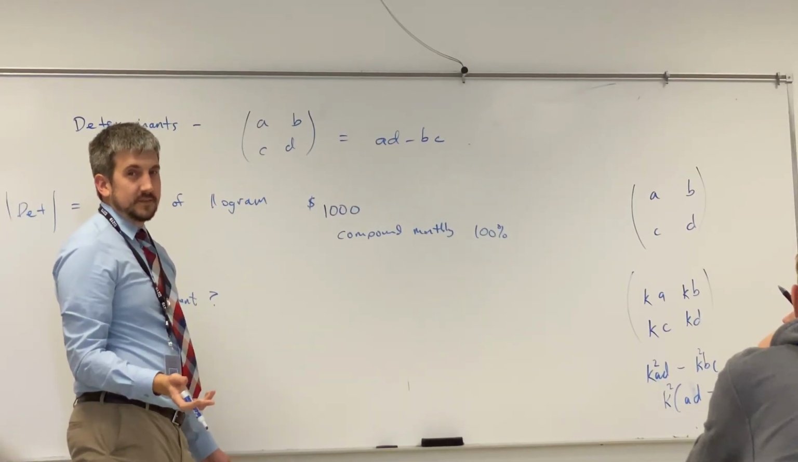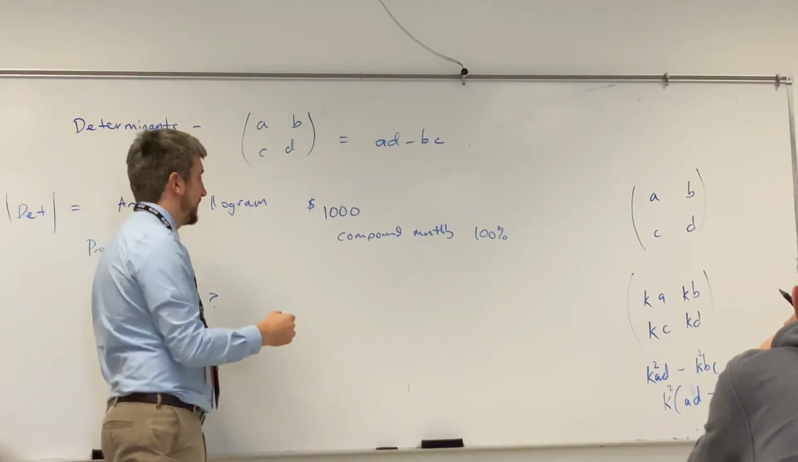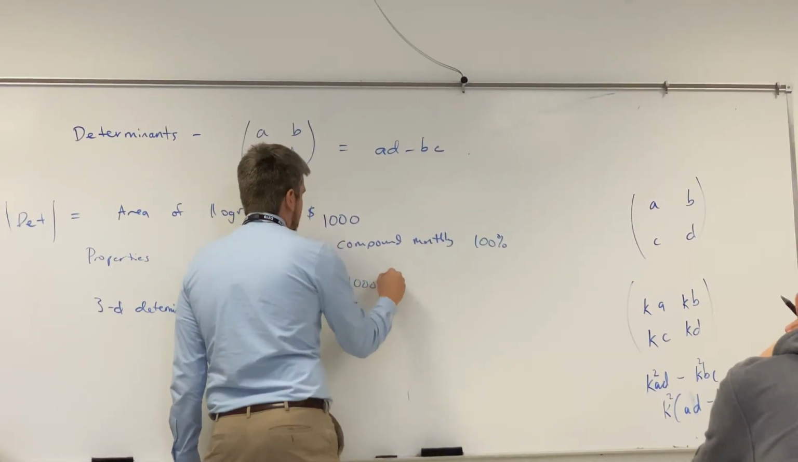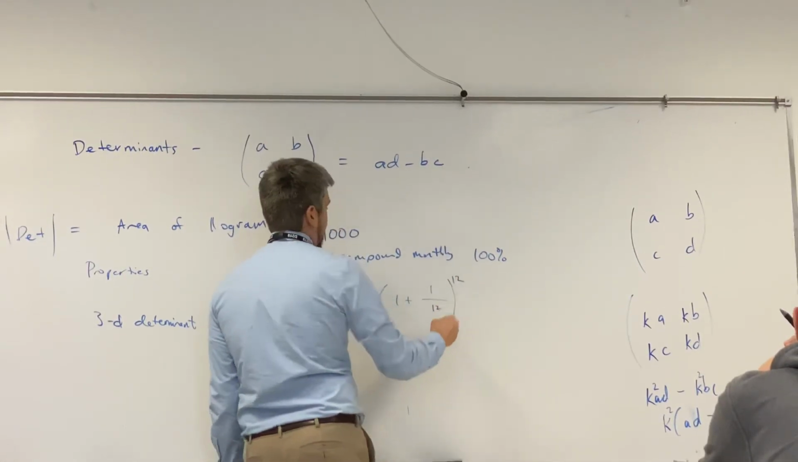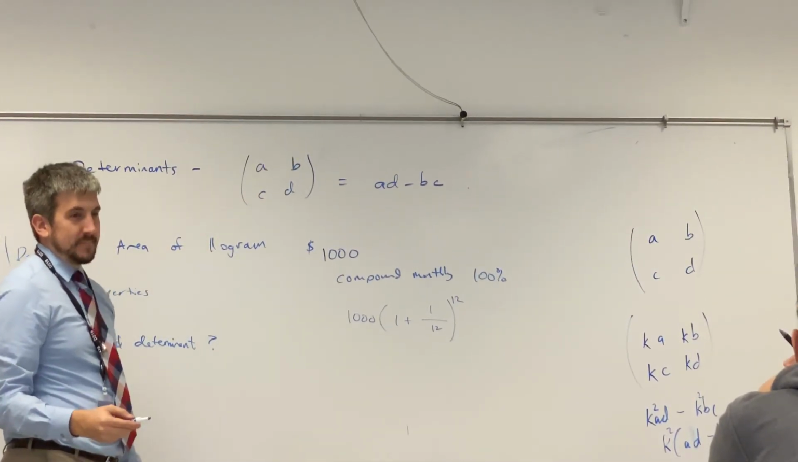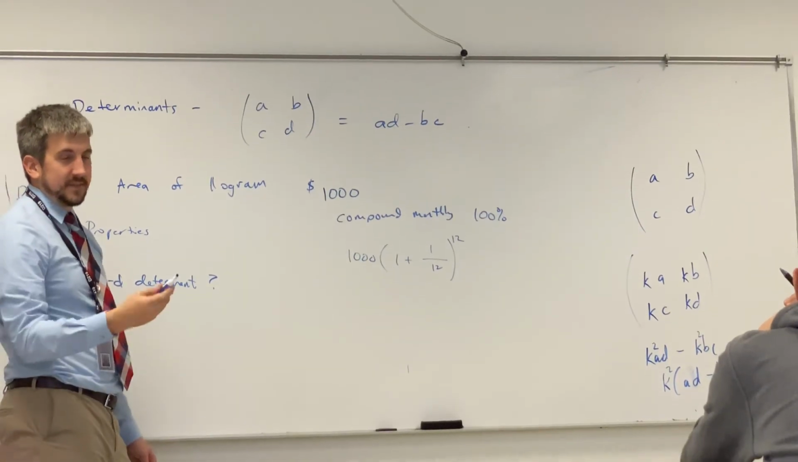Where's his bank? Can I bank there? I know, right? It's the best bank ever. So it's going to be 1,000 times 1 plus 1 over 12 to the 12th. That's how much money I have in a year. Right? And you have kids calculate that out.